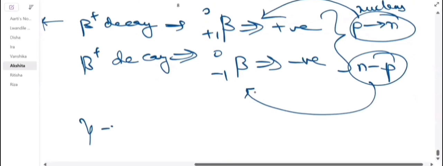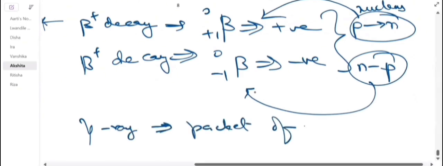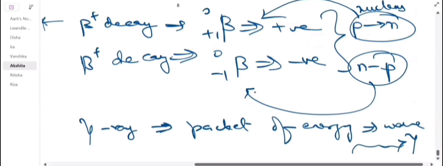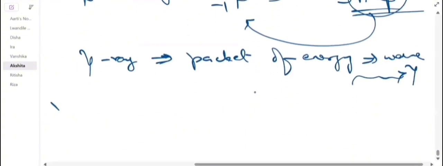So the last one is your gamma ray. Gamma ray is just a packet of energy. So it is released like a wave. Gamma. Okay. Done? Yes, ma'am. So basically a neutron converts into proton and hence beta minus is released, that you have to take care of. Whereas when proton converts into neutron, it releases the positive beta decay ray. Okay. Yes, ma'am. Let's do the next.